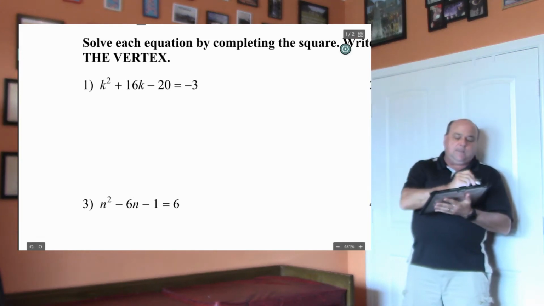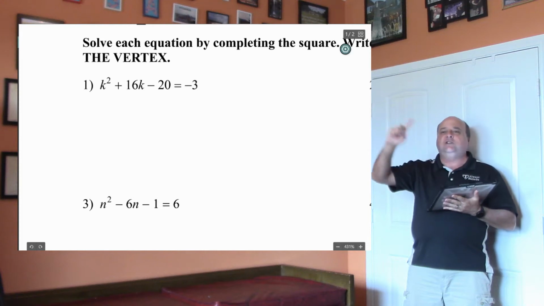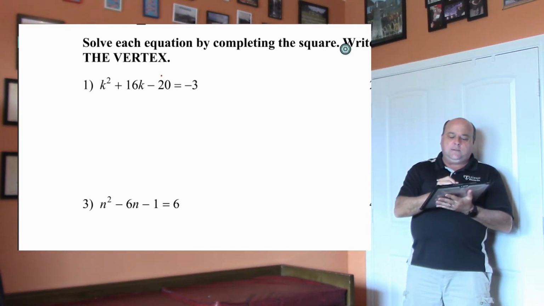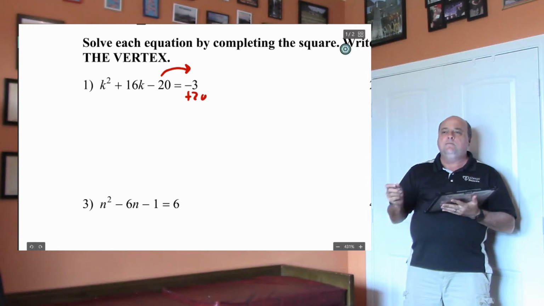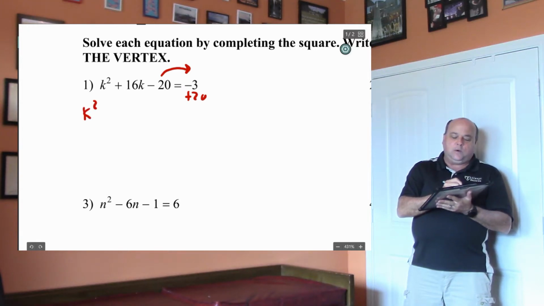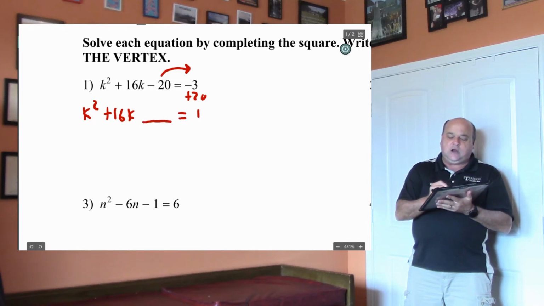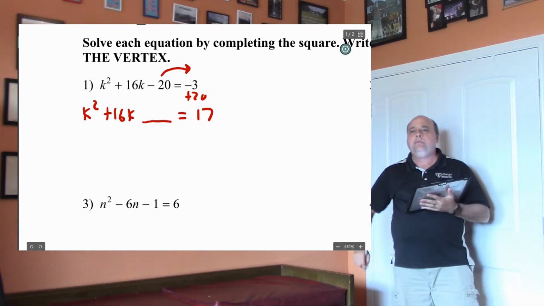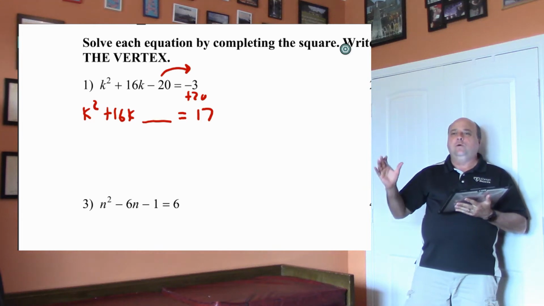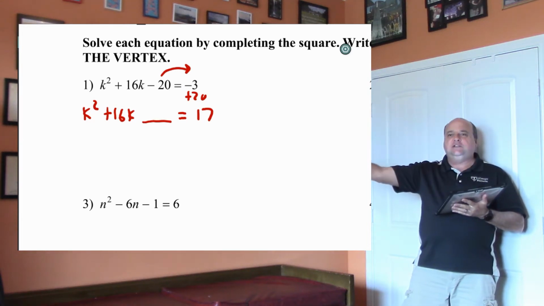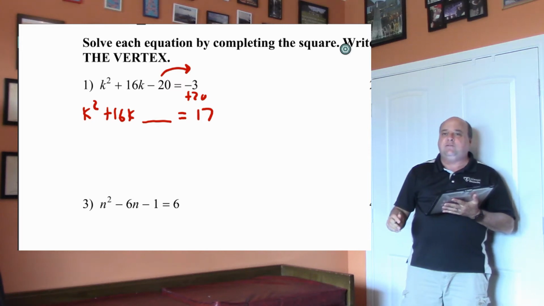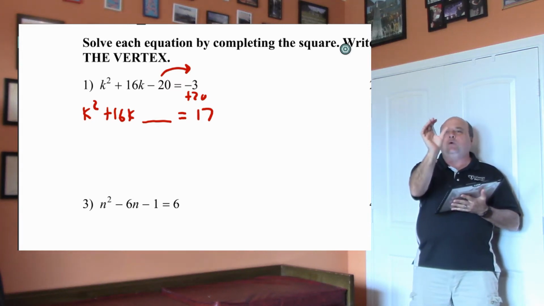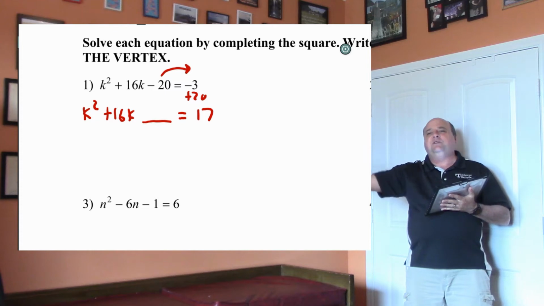Okay, so the first step is to move the constant term to the right. So I'm going to take the 20 and move it over, and I'm going to put a plus 20, and then I'm going to have k squared plus 16k, skip a spot, equals 17. Everyone with me? So I'm going to move the constant term to the right, and I'm going to have the x squared and the x term on the left. So basically I have the ax squared plus bx on the left, I have the c on the right.